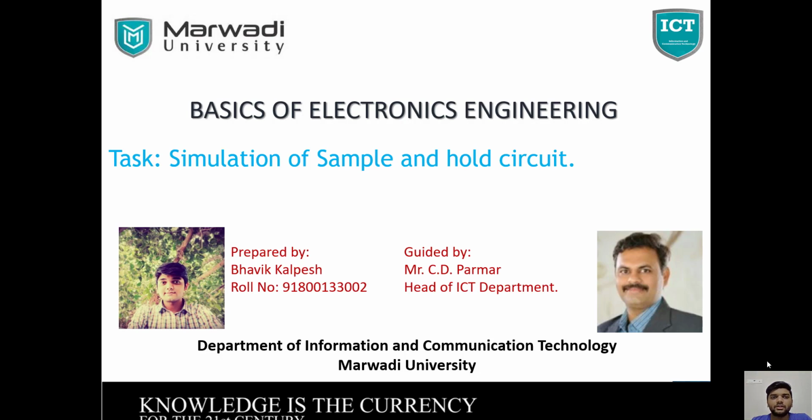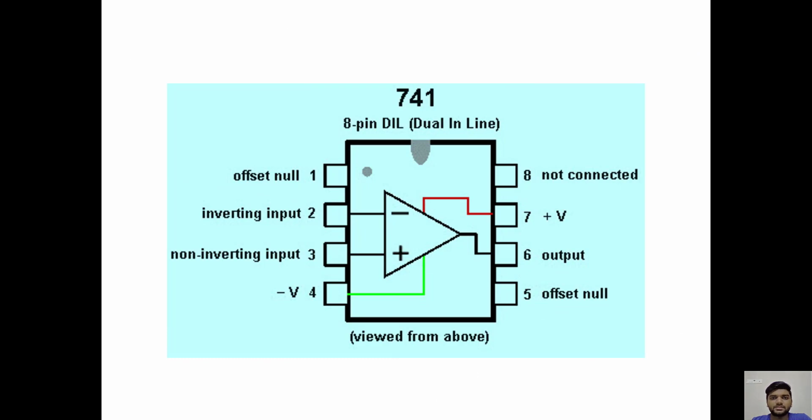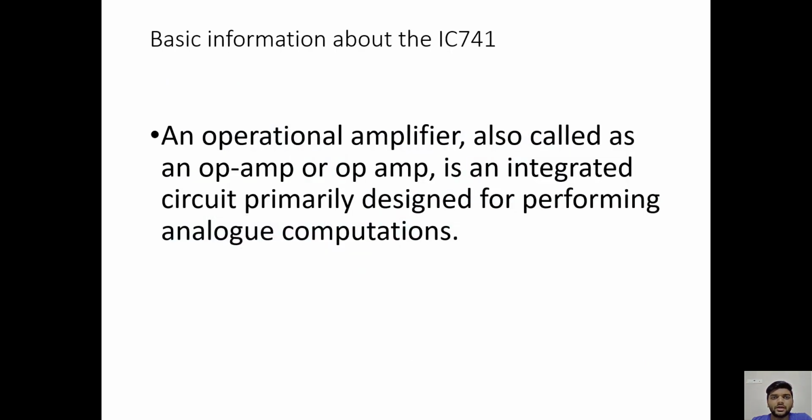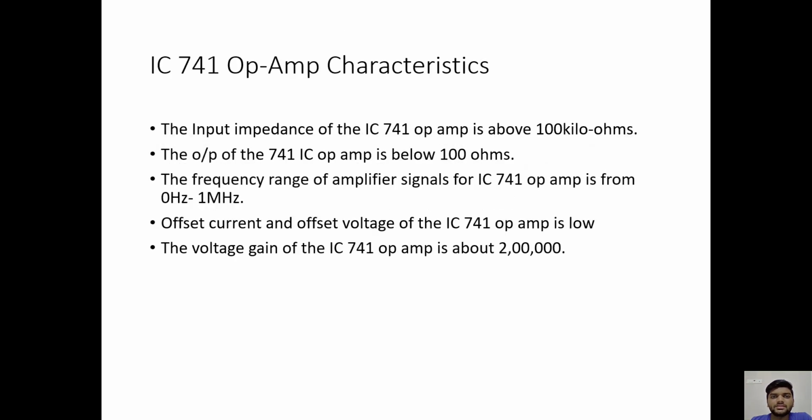Now, in this circuit, our main component is the op-amp IC741. This is an operational amplifier. Now, here's the basic information about the IC741. An operational amplifier, as you can see, is an integrated circuit primarily designed for performing analog computations. These are some of the characteristics of the IC741.